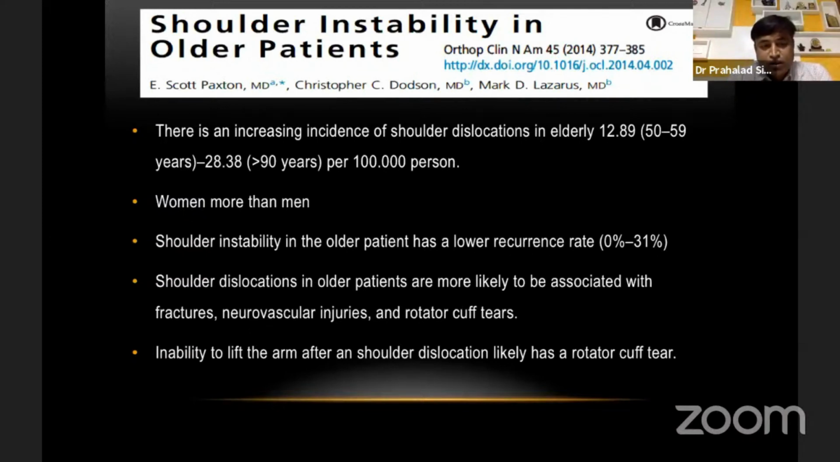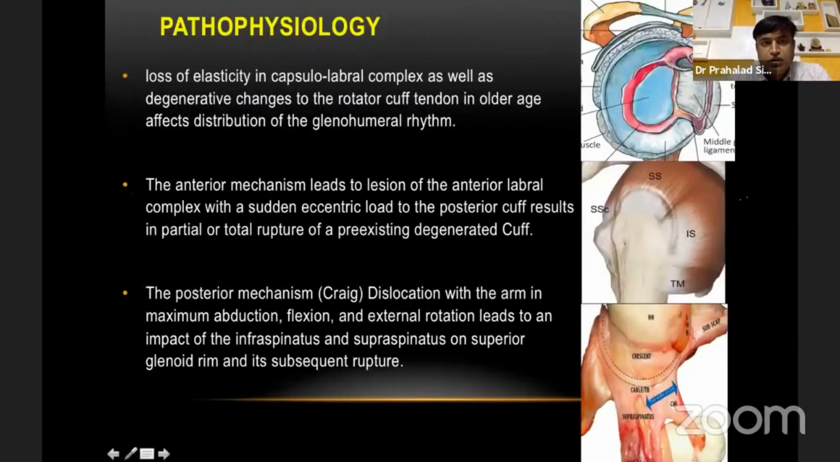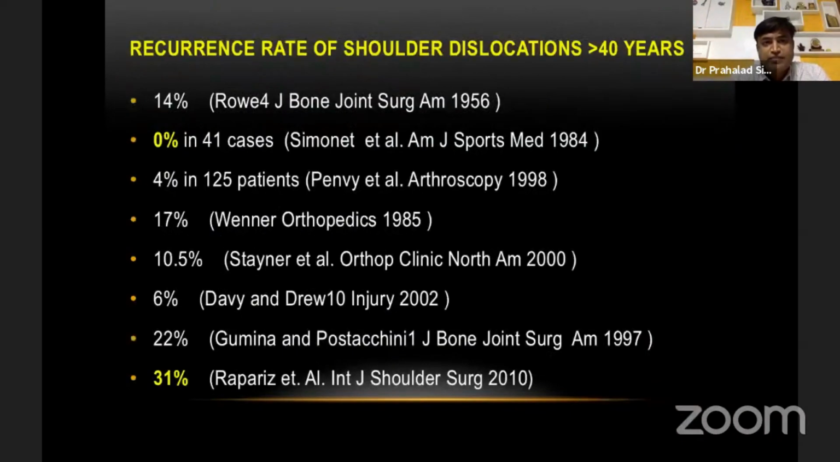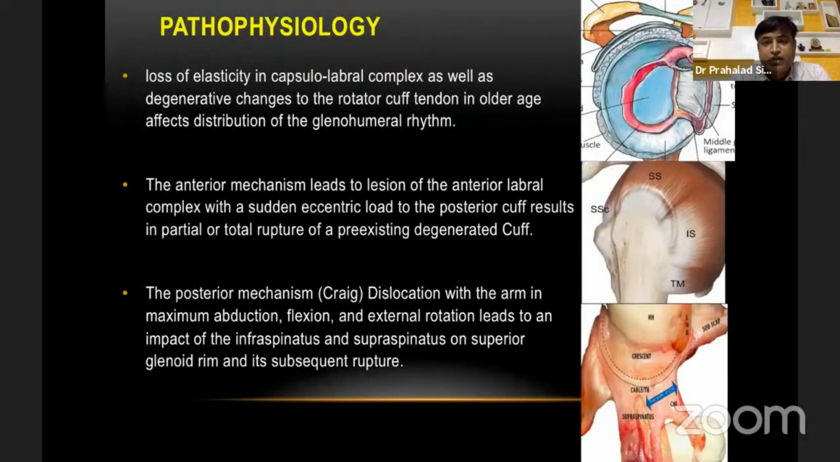So as Vivek sir told, an elderly individual who is not able to lift his arm following a shoulder dislocation is very likely to have a cuff tear. There is an entity called pseudo paralysis, where there is a massive cuff tear and the patient is unable to lift his arm. So these are the various literatures which have shown an incidence from 0 to 31% of recurrence rate following dislocation over the age of 40 years.